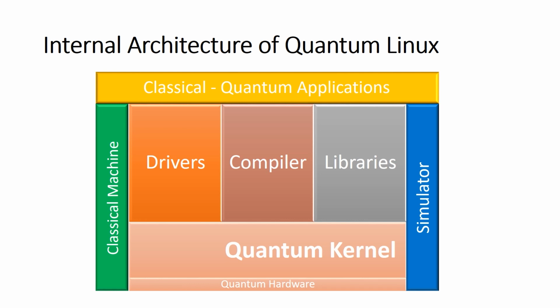Adjacent to the quantum kernel is a classical machine, representing the host classical computer that runs Quantum Linux. This classical machine manages the overall execution of quantum programs, including scheduling, communication with quantum hardware, and interfacing with the quantum kernel. Above the classical machine is the quantum simulator, and this component is a crucial tool for testing and debugging quantum programs.